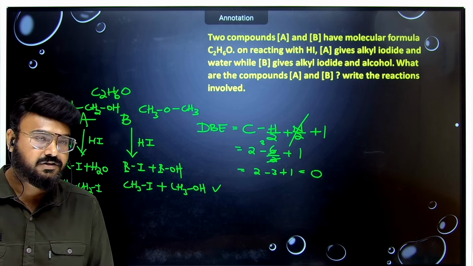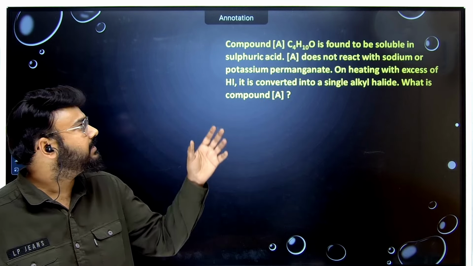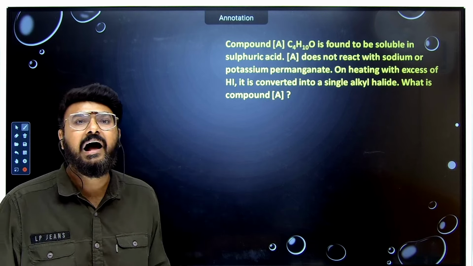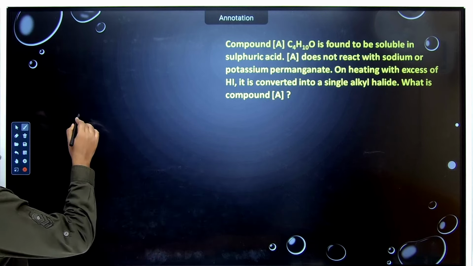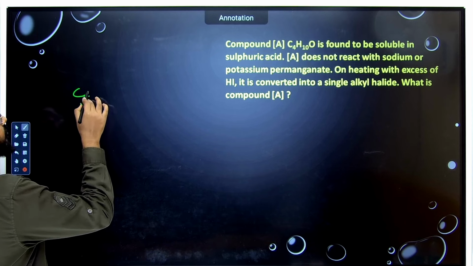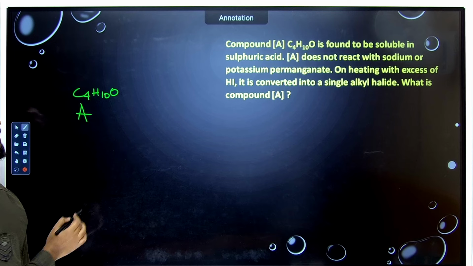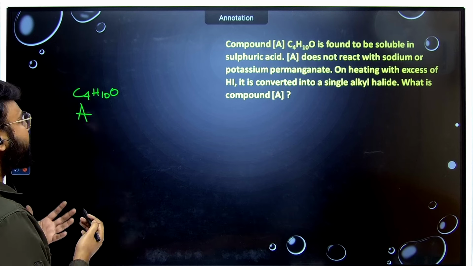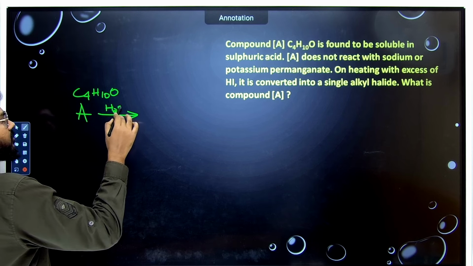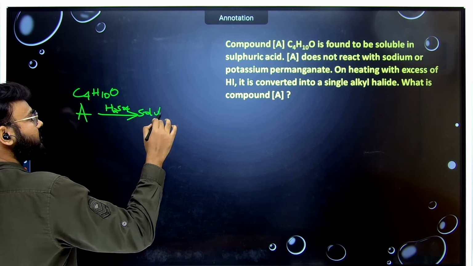So let's see the next question. In the second question, it says compound A, C4H10O, is found to be soluble in sulfuric acid. So let's write the information. We have substance A and the formula is C4H10O. Now what's the information given? It's soluble in H2SO4.